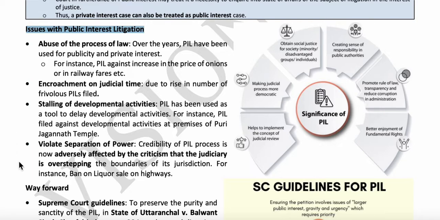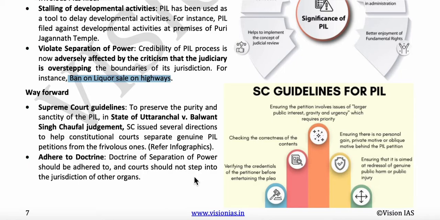And in some cases, the criticism is on the rise regarding the judiciary crossing its boundaries. For example, the judiciary released a statement on the ban of liquor sale on highways. So there is some criticism that the judiciary is crossing its limits and involving itself in executive matters. So these are the issues regarding the PIL.